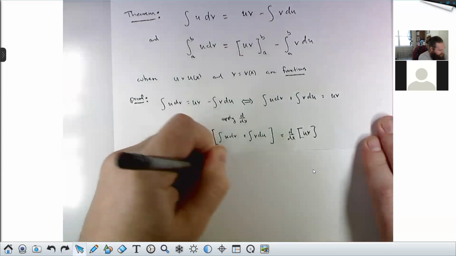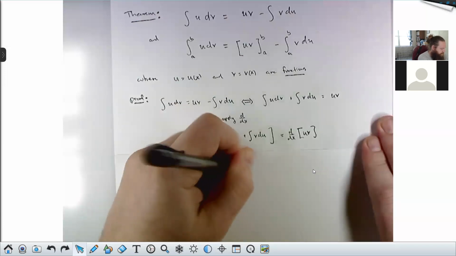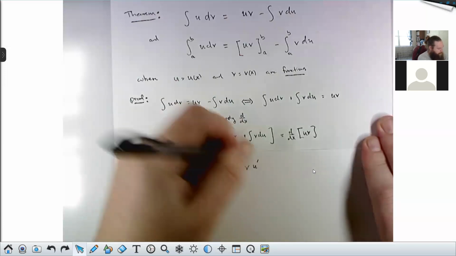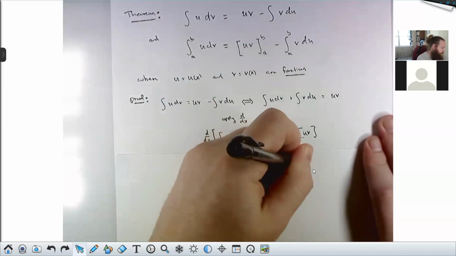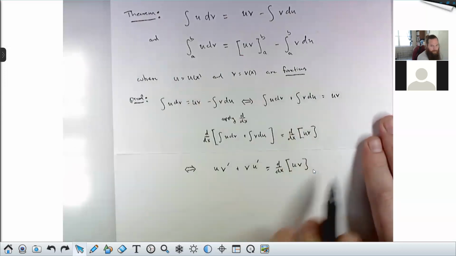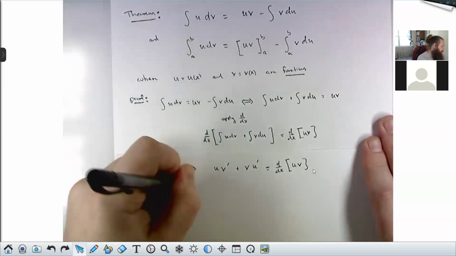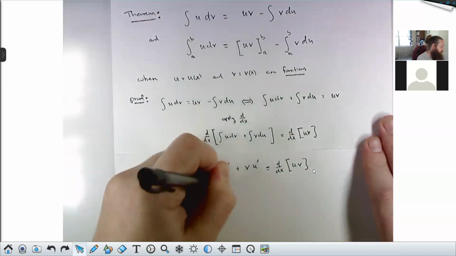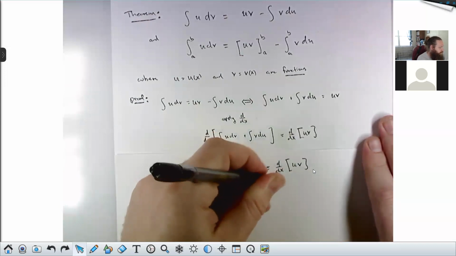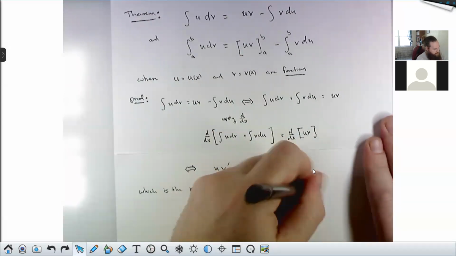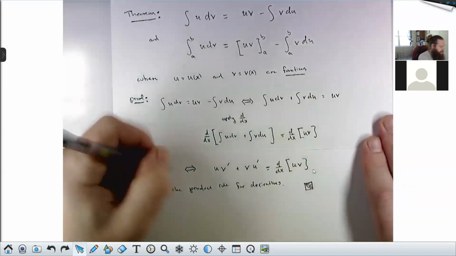And you just get u times v prime plus v times u prime is equal to the derivative d dx of u times v. And this is the product rule for derivatives, which we know is true. So that's it, that's the proof. The big step here where you go from here to here, this is the fundamental theorem of calculus.